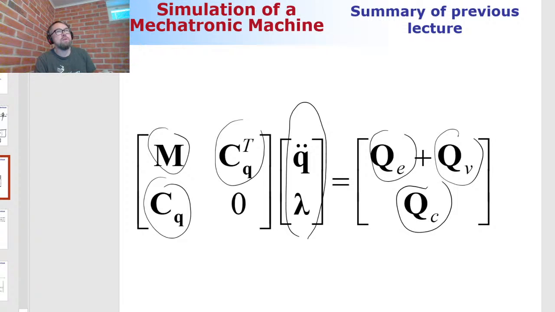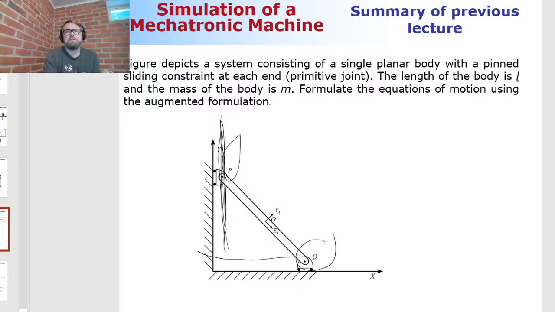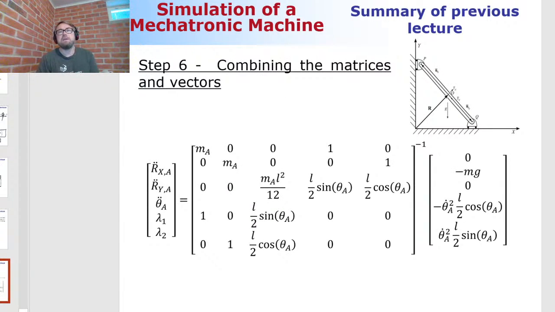And last week we were able to apply this procedure to a simple structure. Not the pendulum, but a system with one moving body. This one moving body is constrained to ground by a primitive joint here at point P, and a primitive joint here at point Q. Point P can slide along the global y-axis, and point Q can slide along the global x-axis. We did quite a bit of work. Eventually we were able to solve it, and the equation of motion finally looked like this.